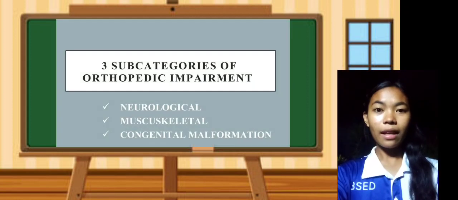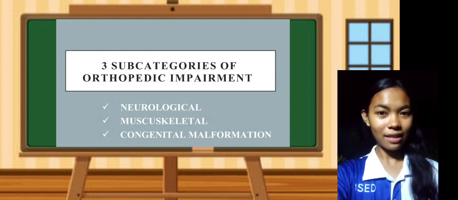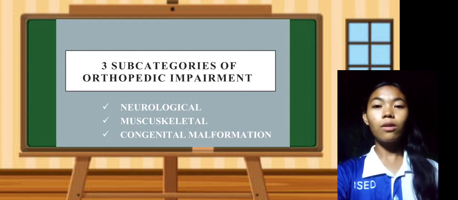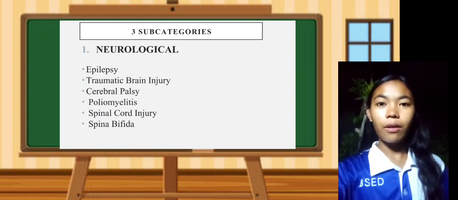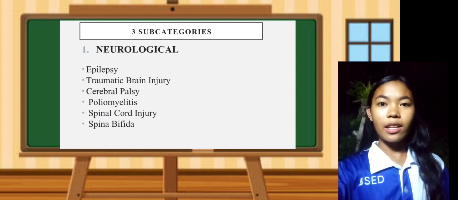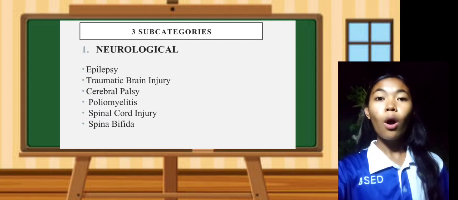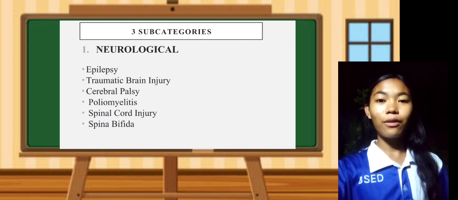An orthopedic impairment can be either congenital or acquired and encompasses an array of characteristics. These characteristics can be grouped into three categories, which are neurological, musculoskeletal, and congenital malformation. We will first discuss the first category of orthopedic impairment, which is neurological. This type of impairment can be described as damage to or abnormality of the brain, nervous system, or spinal cord, which is responsible for sending neural impulses to muscles of the body, facilitating voluntary movement.